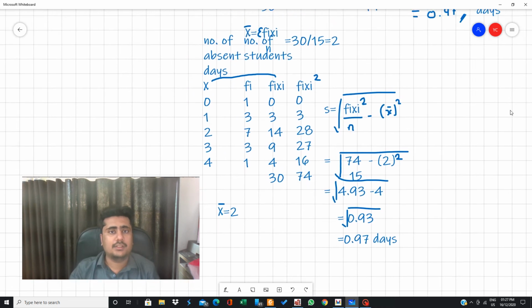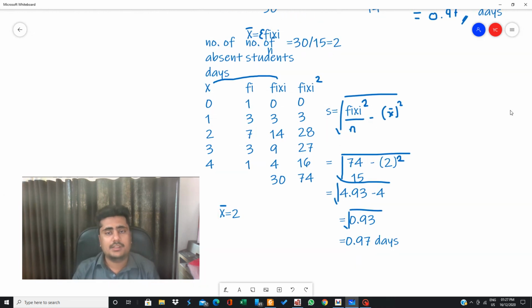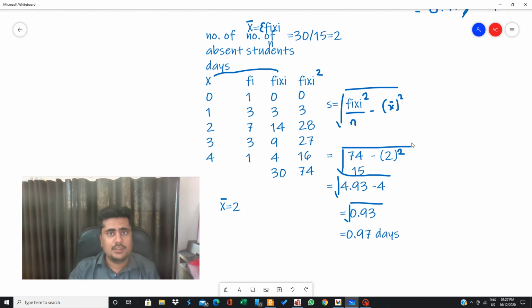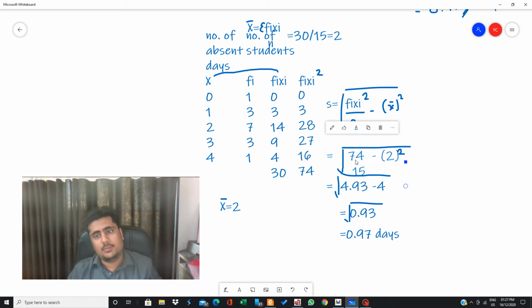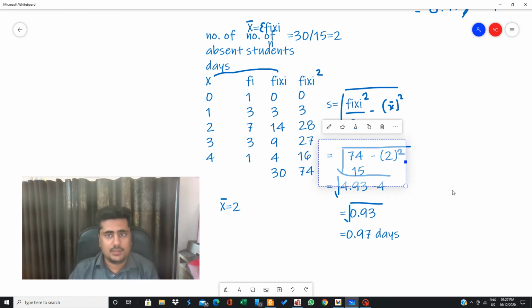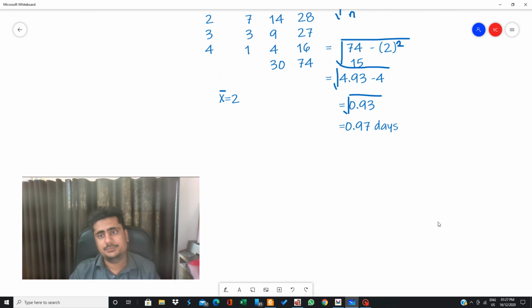Then we did the second formula. In the second formula, these steps are common up till fi xi. You have to find a column named fi xi square. This fi xi square is not (fi xi) whole square. This fi xi square means fi xi into xi, that means there is only the square of xi. You had solved fi xi, so you just have to multiply xi with fi xi. So this is sigma fi xi square upon n minus x bar square.